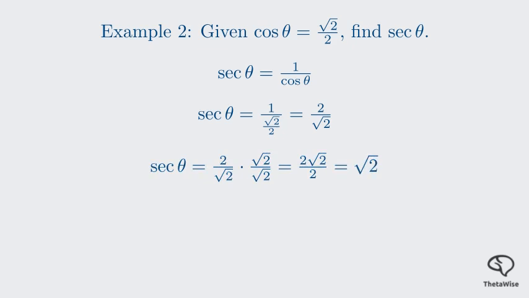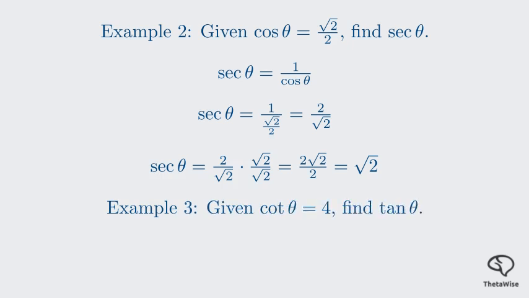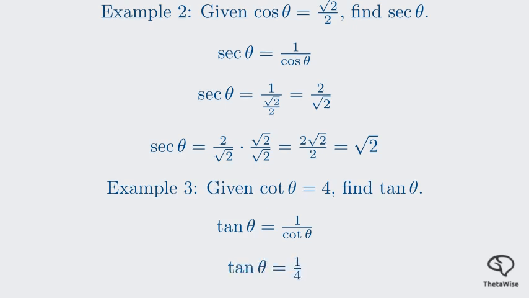For our third example, let's work backwards. Let's say we are given that cotangent theta is 4, and we want to find tangent theta. Here we use the identity cot theta equals 1 over tan theta. We can rearrange this to say tan theta equals 1 over cot theta. Plugging in the value for cotangent, we get 1 over 4. And there you have it. Tangent theta is 1/4. Reciprocal identities are essentially just fractions and their flips. They're a powerful tool for connecting the different trig functions.